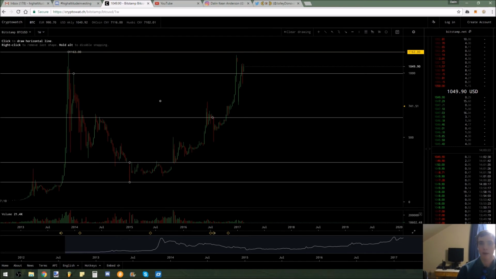And then, of course, there's the 50%, which is really important too. That's just the halfway point along the way. As you can see, it reacted pretty significantly to the halfway point in the past among these different areas here.